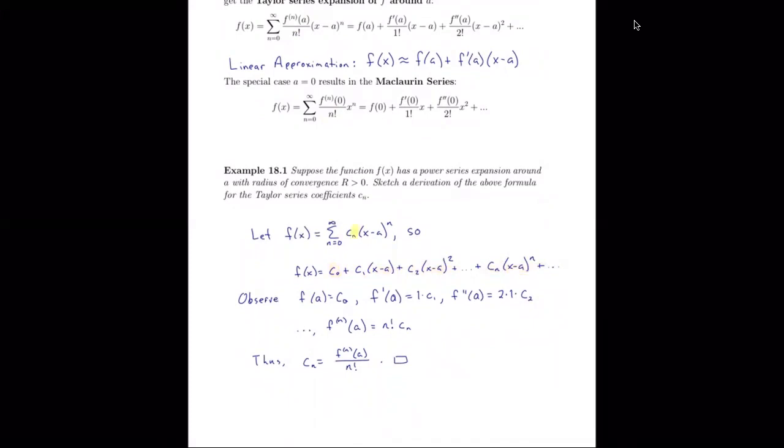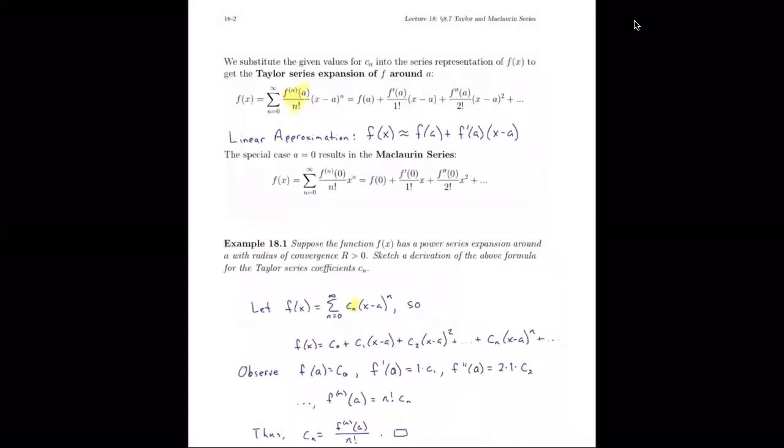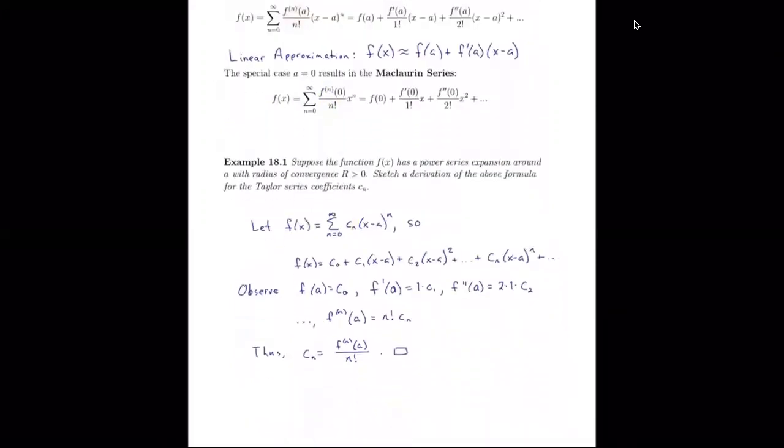Okay, so these coefficients c n are unknown. We're proving that these coefficients are actually the nth derivative of f evaluated at a, over n factorial. So we see immediately, though, that f of a is c naught. So we've got that. Now, f prime of a, what happens here?